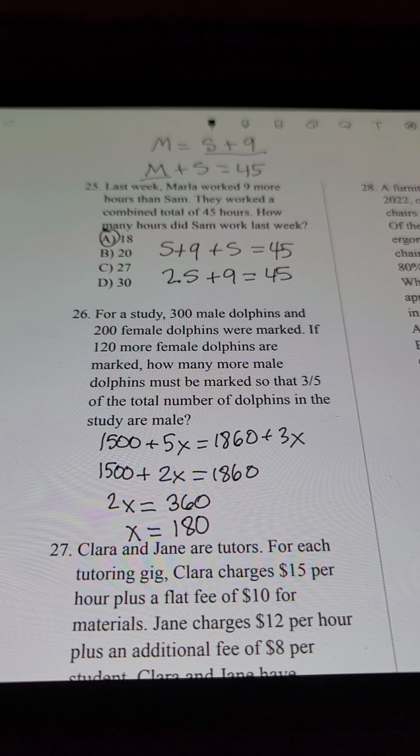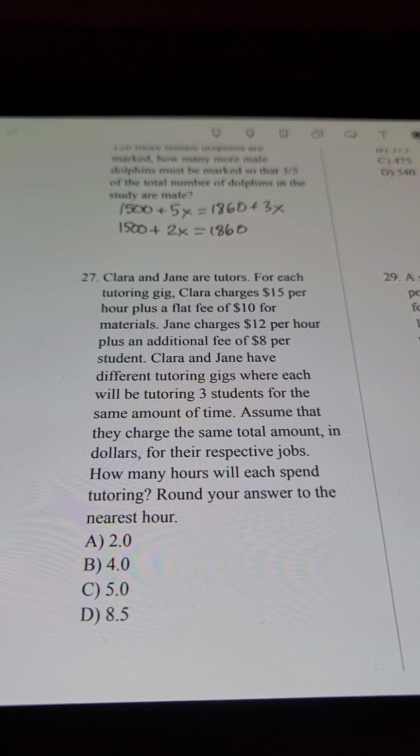So that would be my answer, 180. Okay, pause to read number 27 if you haven't already.